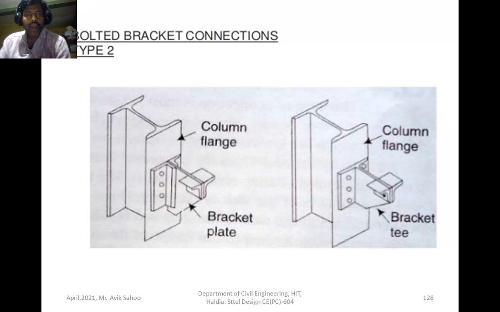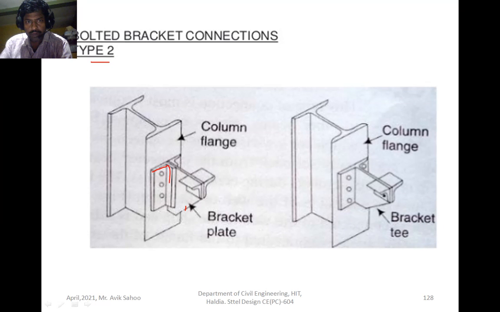This is another type of connection, type 2, where the load is perpendicular to the joint, perpendicular to the connection. Okay, so you see that here the load is applied and this is a plate. This one is the bracket plate that is used, and this is an angle that is used. So this is a bracket plate.